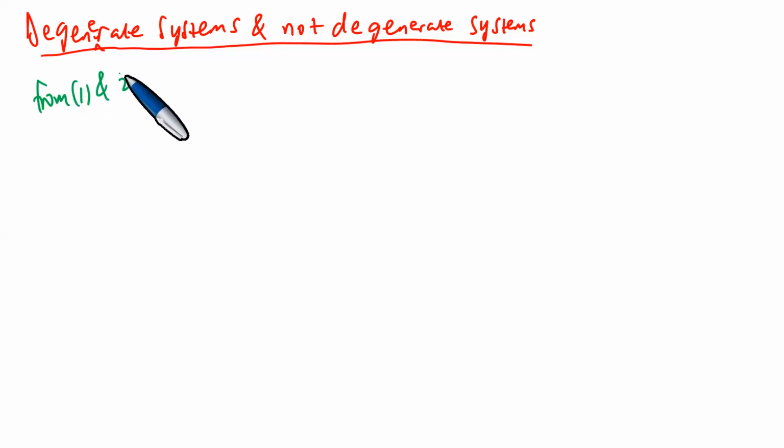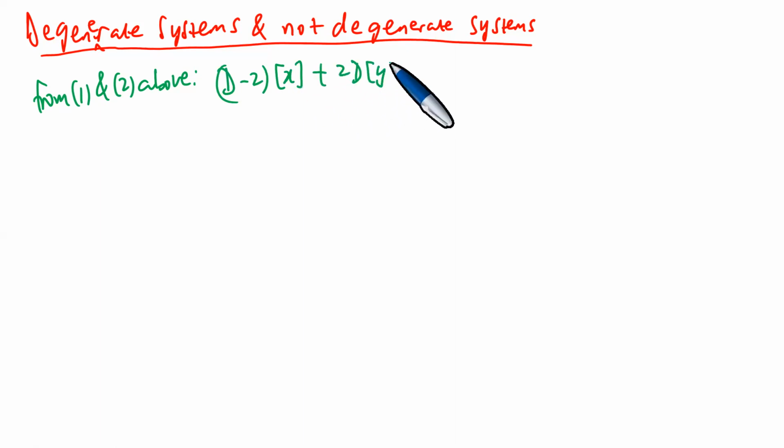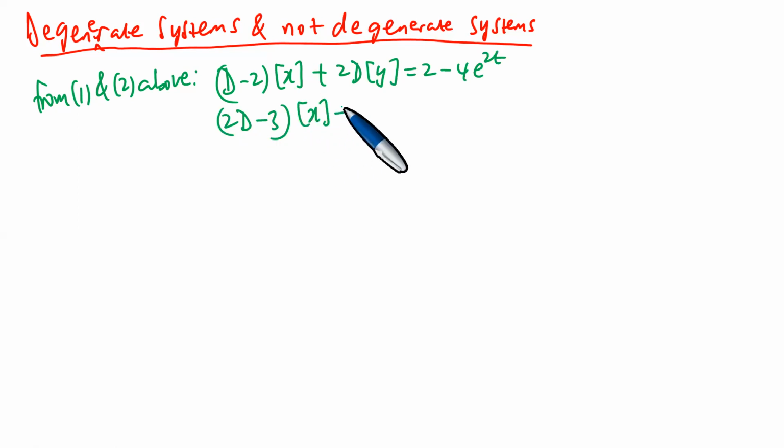from equations one and two above, we must comment on this when we have systems of equations. Okay, I'm just going to cite the systems here, which is exactly D minus two operating on X plus twice D into one, which is two minus four e to the twice t, twice D minus three X plus three D. You have the operator on y, which is zero. Okay. Let's look at this particular system here and comment on the nature of this particular system here.